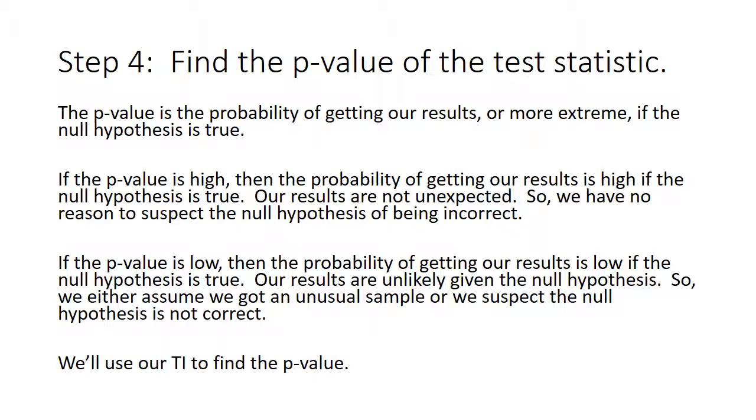If, on the other hand, our p-value is low, then that says the probability of getting our results, if the null hypothesis is true, that probability is low. Our results are not likely, they are unexpected, they are unusual. So either we got one of those freakish samples in the tail of our sampling distribution, or maybe there's something wrong with our null hypothesis. Now remember from the last section, we never say the null hypothesis is true or false. We never accept anything.